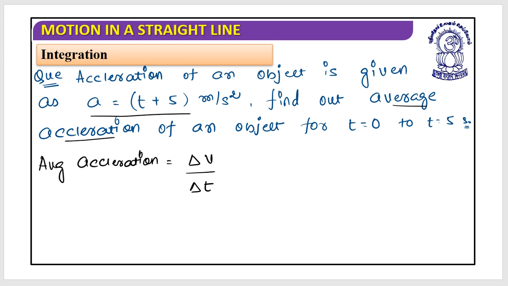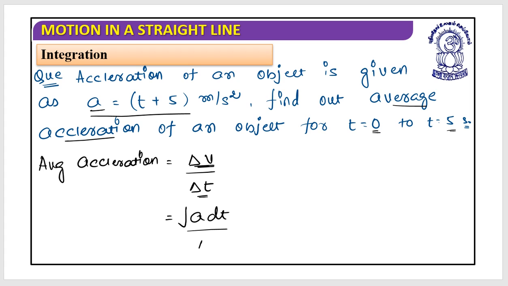So what I need to do is find out delta v and delta t. Now delta t, I know that it begins from 0 and ends at 5 seconds. So delta t would be 5 seconds. How could I find delta v? Yes, I can integrate this because I require delta v. I am having an acceleration, I need to move backward. To move backward, I have the option that I can integrate it.